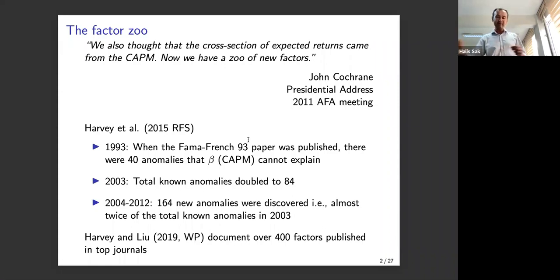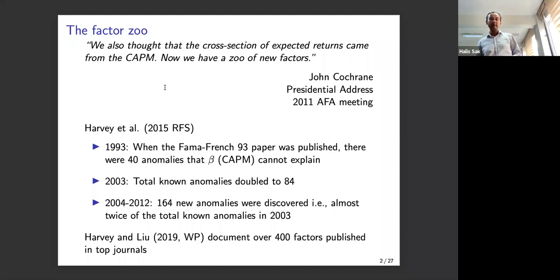Obviously in finance, we have some models to model the expected returns. The first model is, as John Cochrane says, that we also thought that the cross-section of expected returns came from CAPM. In the 1960s, people tried to explain those excess expected returns using a single factor. What is the single factor? Excess return on the market portfolio. What is a market portfolio? It's simply an index like the S&P 500.